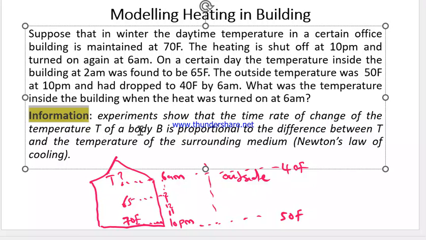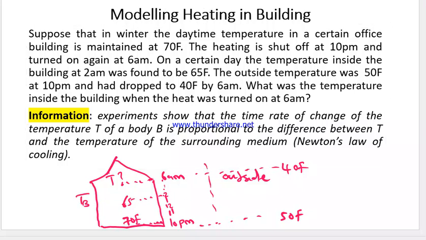of the temperature T of a body B is proportional to the difference between the temperature and the temperature of the surrounding medium. So that means the time rate of change, TB is the temperature of this building, and TS is the temperature of the surrounding. So the time rate of change of TB with time, how it changes with time, is proportional to the difference between the TB, temperature of the building, and the temperature of the surrounding. So that's just a physical law.